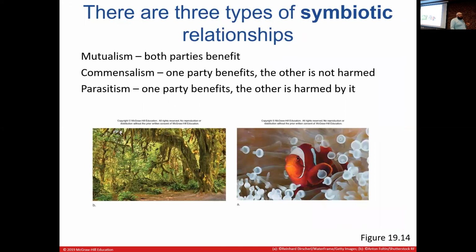So there's three primary types of symbiotic relationship. You can have mutualism, which is where both parties benefit. Commensalism, which is where one party benefits and the other one's just kind of there. It's not really being harmed. And finally, parasitism, which acts more like predation or herbivory, where one is being positively benefited and the other one's being negatively affected.